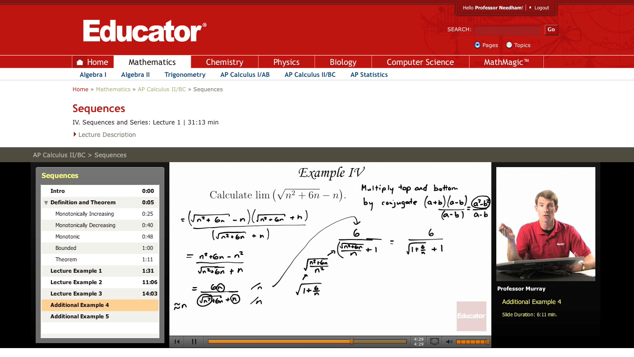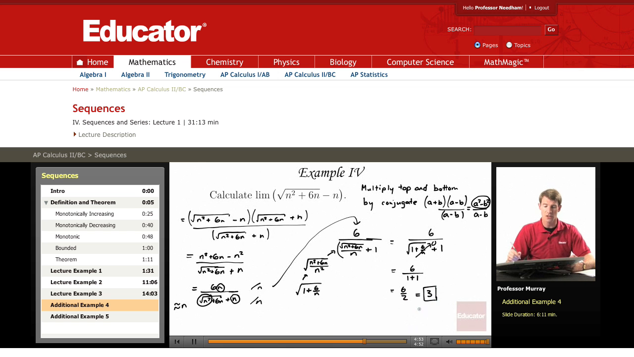And now it's in a format that's very conducive to letting n go to infinity. As n goes to infinity, the 6 over n just goes to 0. We get 6 over the square root of 1, which is just 1, plus 1. So 6 over 2. And we get our answer that the sequence converges to 3.